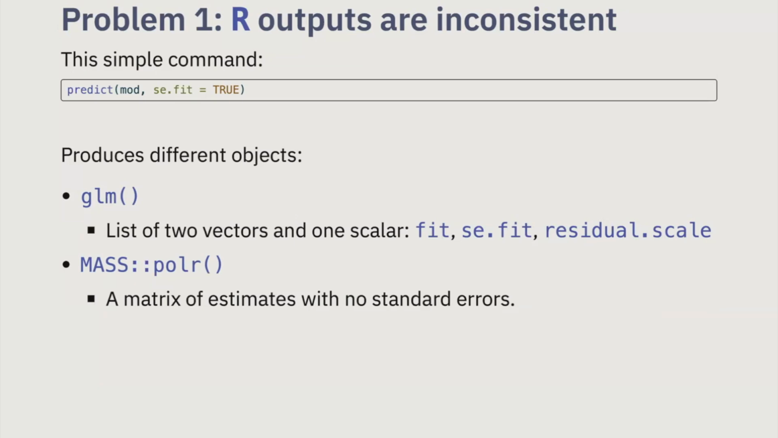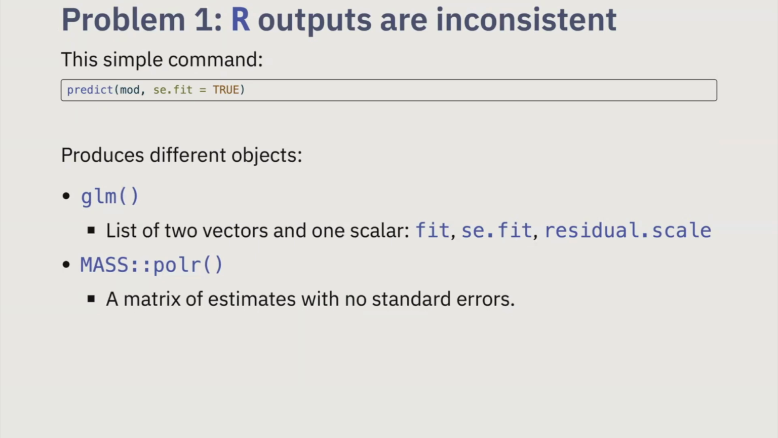So if it's a GLM model, for example, you're typically going to get a list with two vectors and one scalar. You'll get the fitted values, you'll get standard errors around those fitted values, and you'll get something called residual scale. Now, if you estimate an ordinal logit model, for example, using the polr function, then if you run the exact same command, predict with se.fit=TRUE, you're going to get a matrix of estimates and no standard errors.